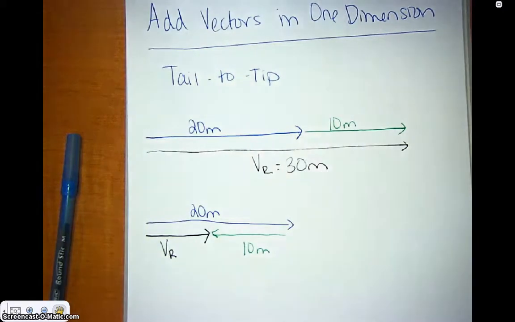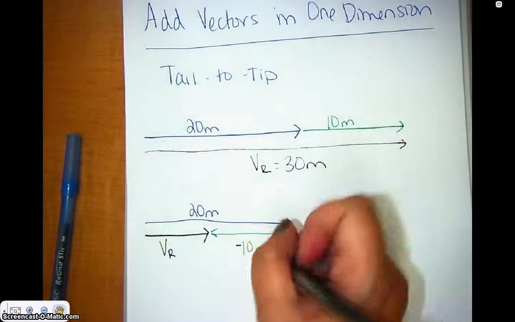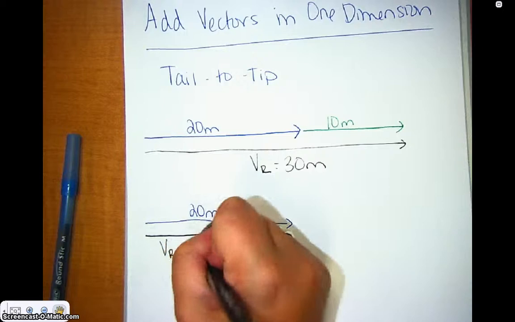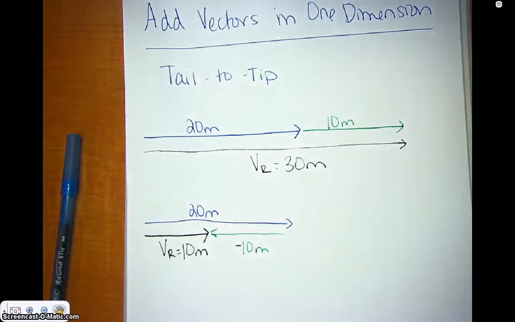And in this case, if I were to take the sum of these two vectors, I'd actually make this quantity negative because it's going backwards. And so 20 minus 10, or plus negative 10, would give me a resultant vector of 10 meters. Right? So this is pretty simple in one dimension, and we'll get a little bit more complicated where we actually look at vectors that are in multiple dimensions, and that's in the next video.